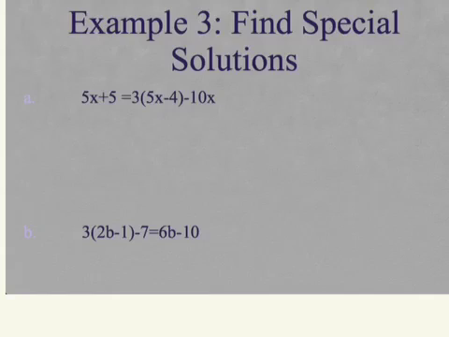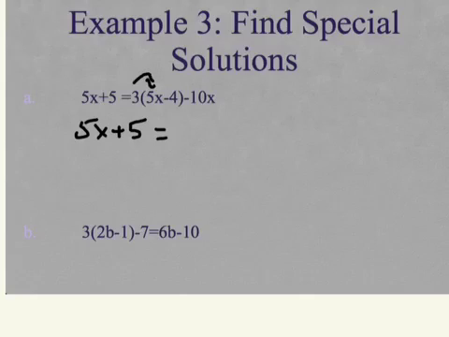So sometimes weird things can happen when doing problems, and we're going to talk about those weird things in these couple of examples, and this is find special solutions. So we're going to process like we usually do. We're going to simplify each side, so 5x plus 5 is as simple as that side gets. Let's look at the right.